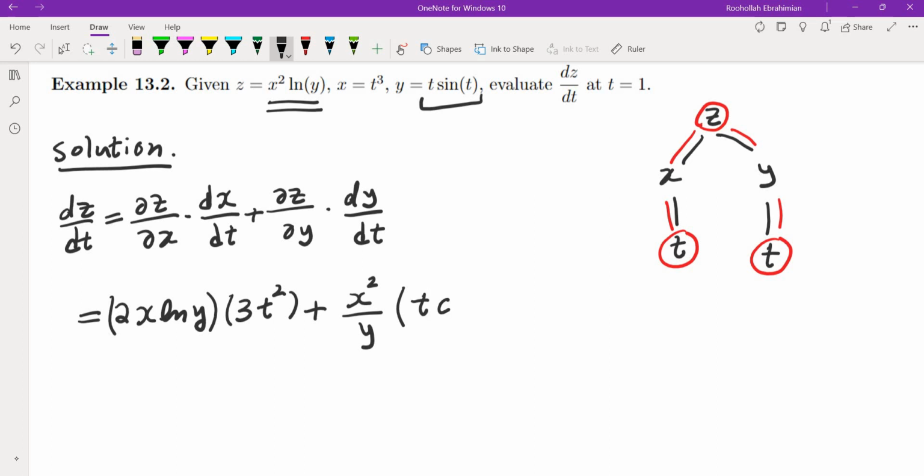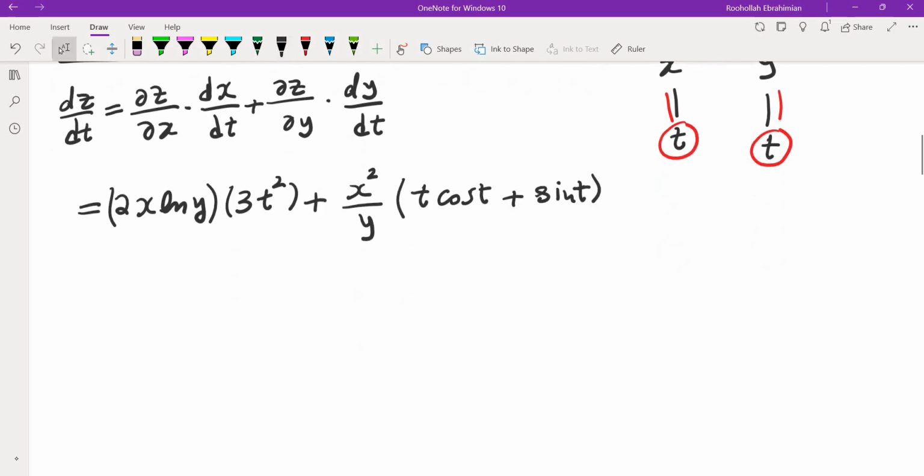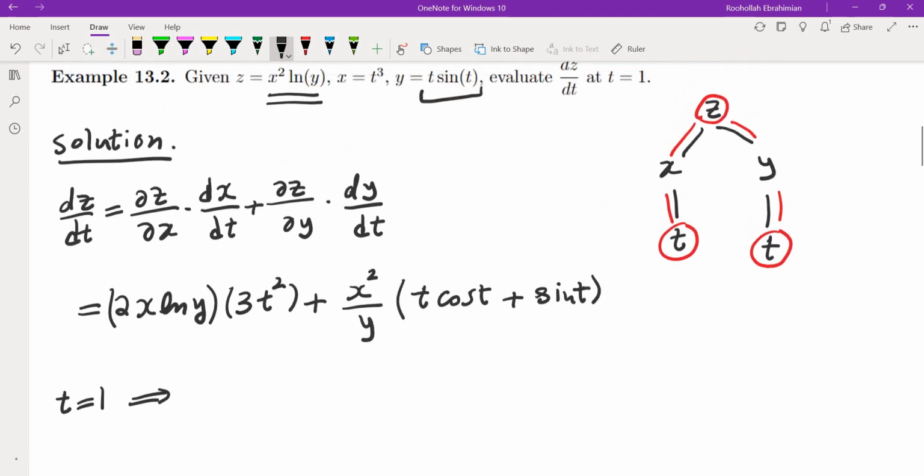So first one times derivative of the second one plus derivative of the first one times the second one. So this is the derivative of z with respect to t. Now they said evaluate at t equals 1. Evaluate this at t equals 1.